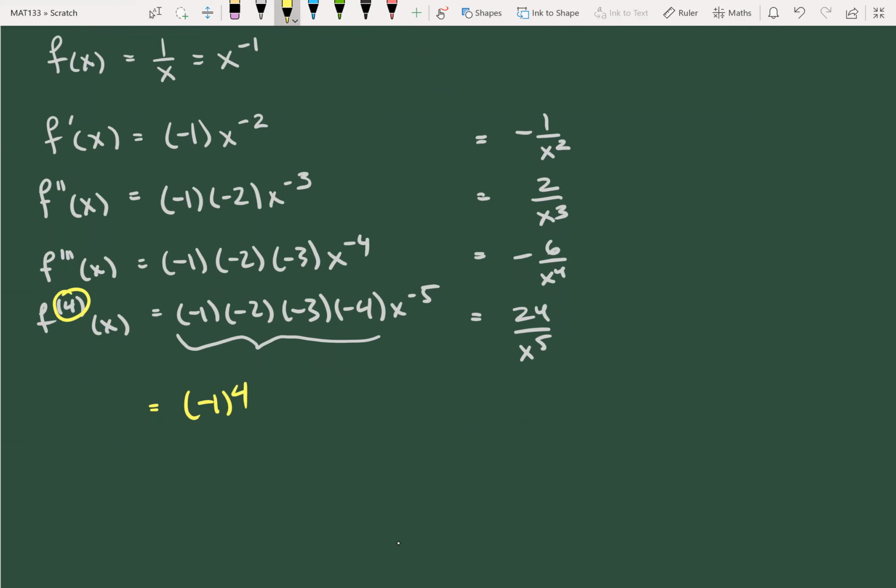And then what's left over? 1 times 2 times 3 times 4. Well, I took 4 derivatives, and that number looks like 4 factorial, right? So let me make these simplifications one step at a time.